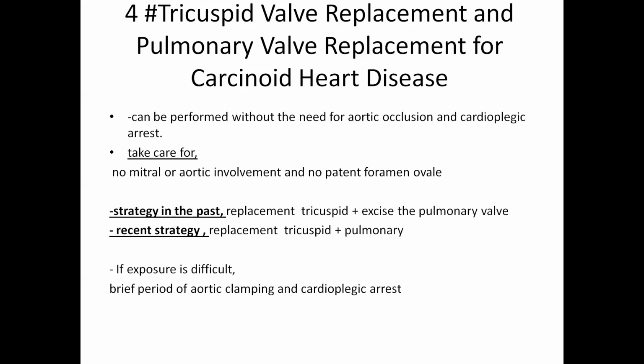In the old strategy, they replaced the tricuspid and excised the pulmonary valve. But nowadays, we are replacing both the tricuspid and pulmonary valves, because when we have a competent valve, we preserve the right ventricle function. In the tricuspid replacement, we are just removing the anterior leaflet, and this is associated with prolonged survival in carcinoid.